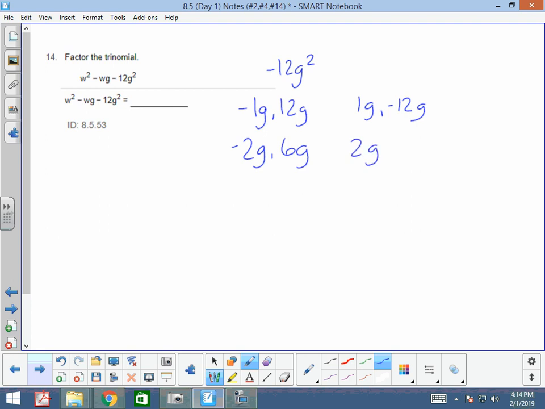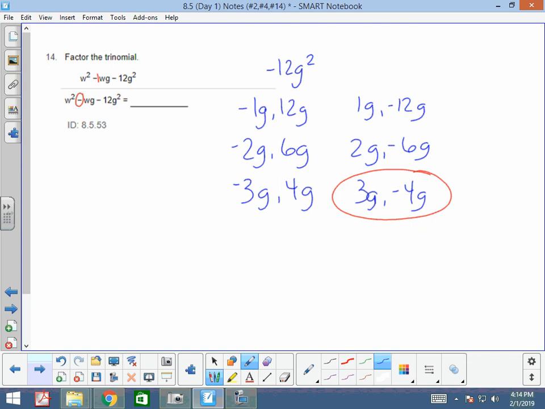And I'm just going to move down the numbers here. So 1, 2, 3. And that's all. So I'm looking for the one that gives me, first let's look at the negative 1. So that's a negative 1 right there. So the one that gives me negative 1 is this one. All right, so this will be w plus 3g and w minus 4g.